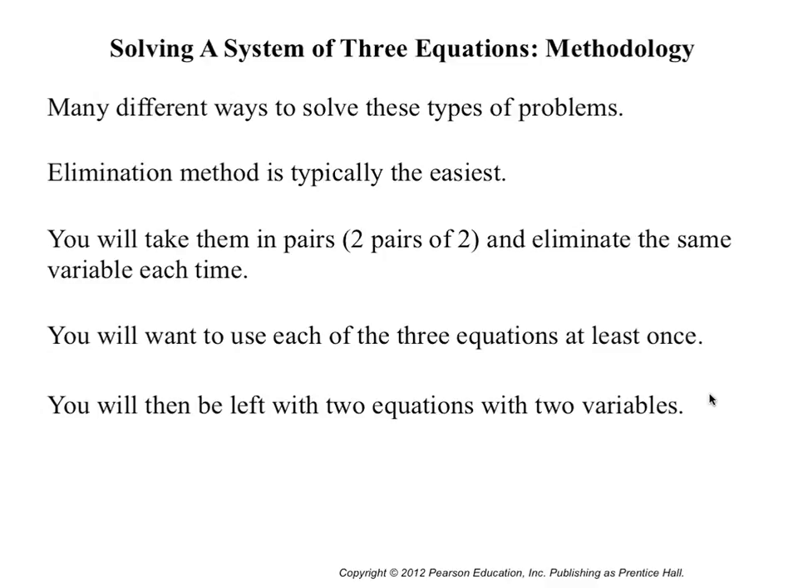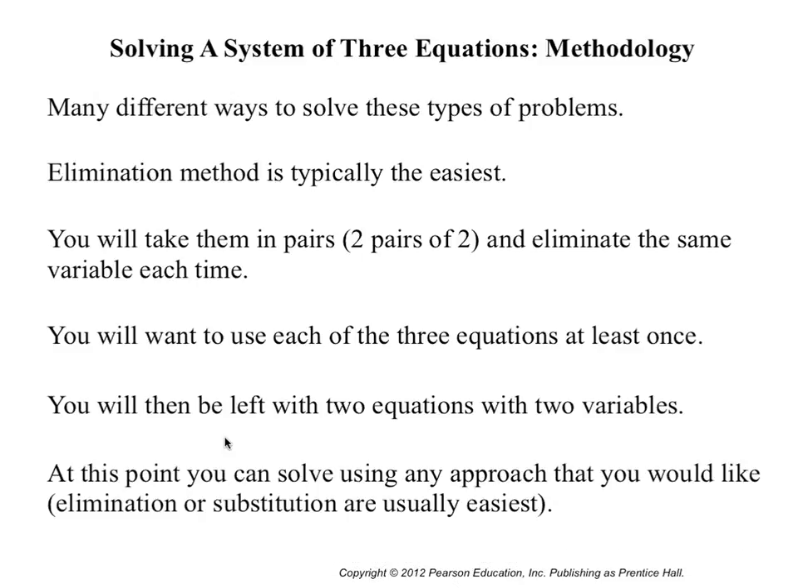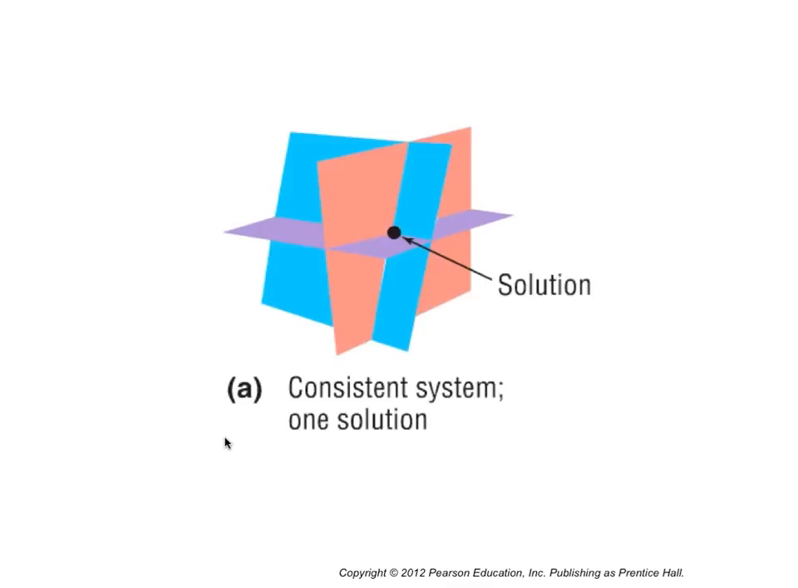And then what you're going to be left with after you've eliminated the same variable two different times is two equations with two variables. And then at this point, you can solve it using any approach that you would like. Either elimination or substitution is going to be your best bet. I think elimination is normally easiest, but that's kind of up to you. So let's take a look at what our solutions can look like, and then let's do some examples.